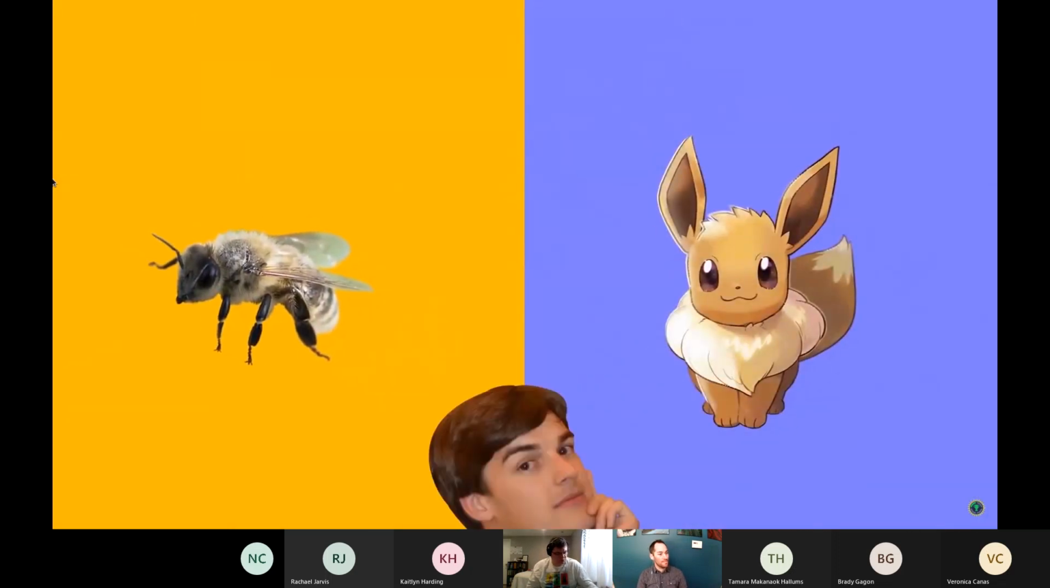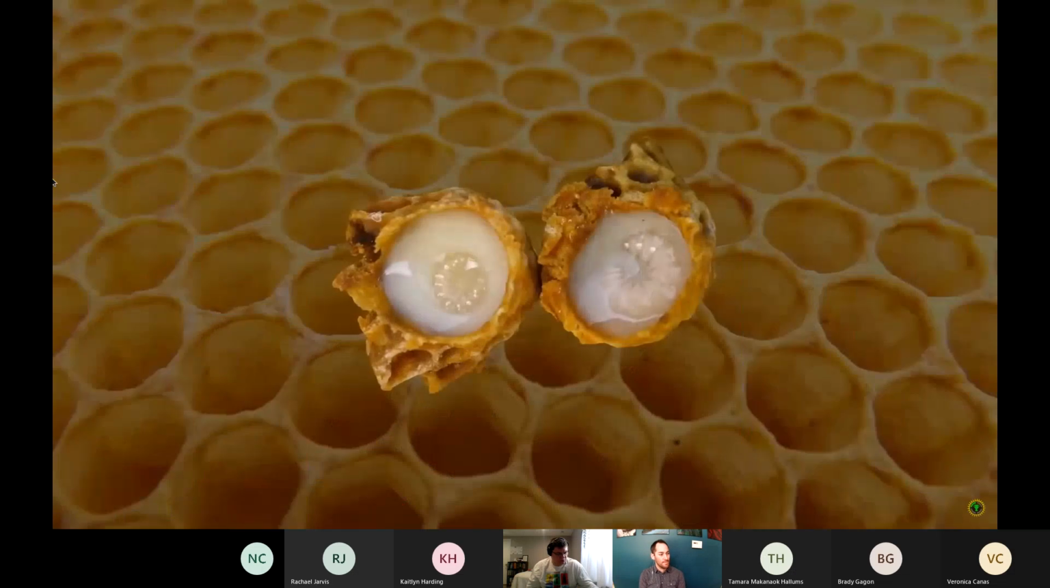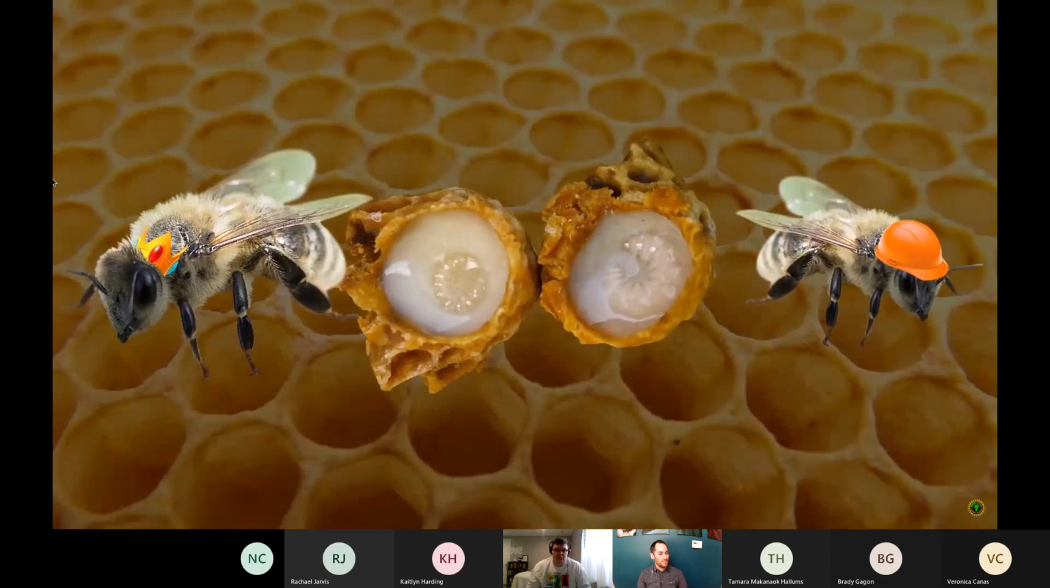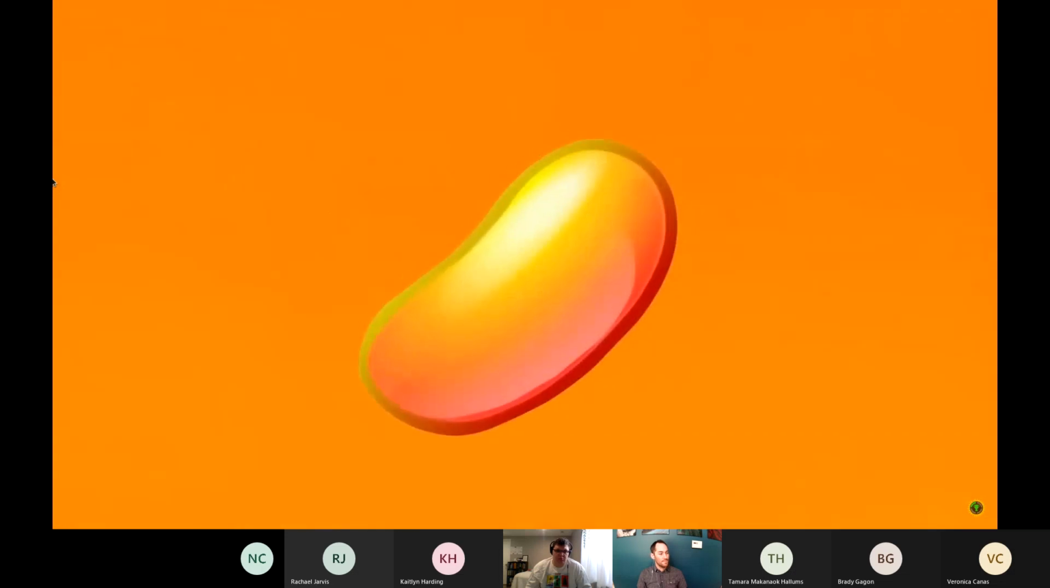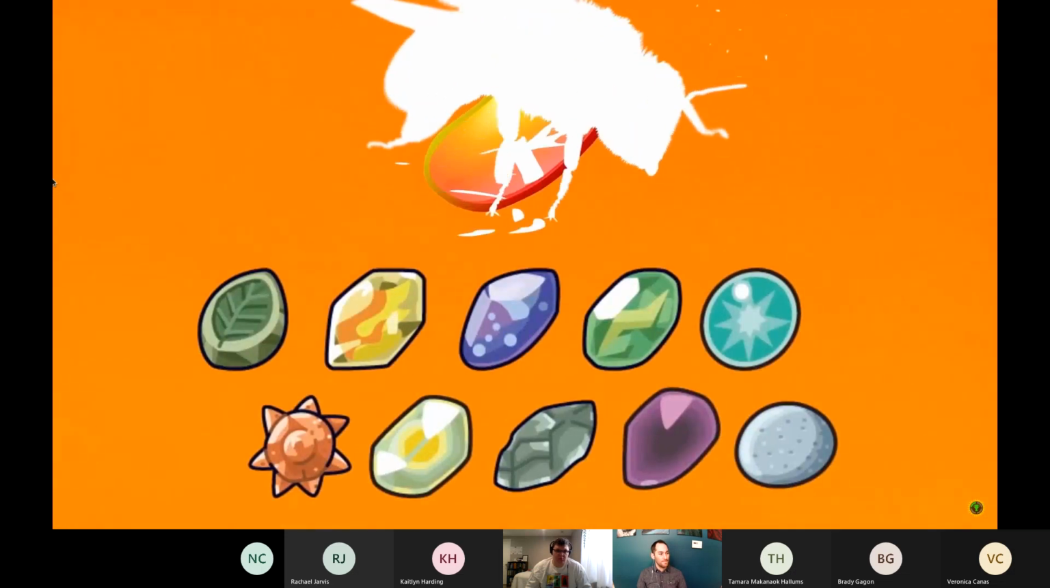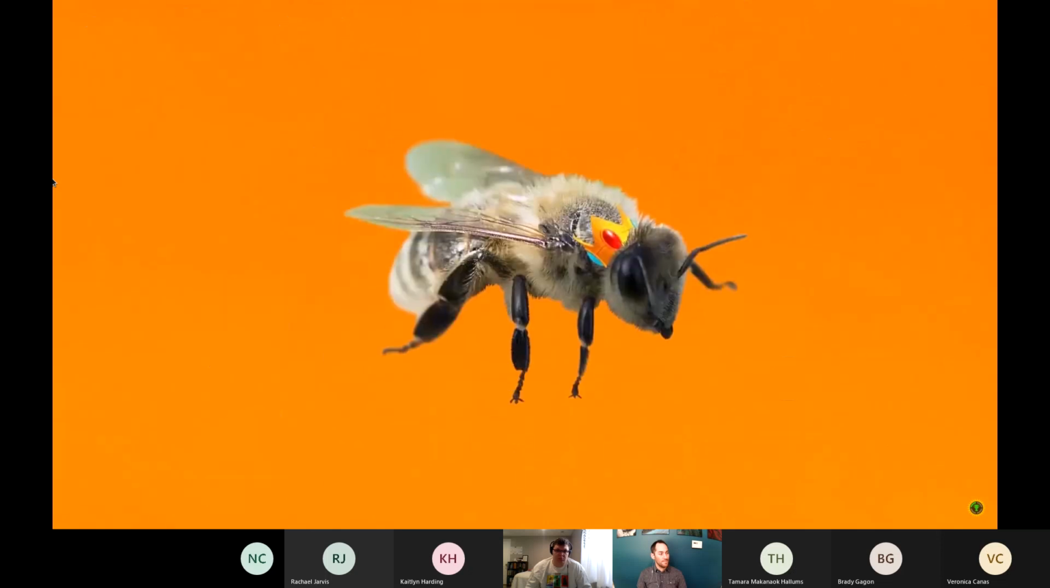So, like I covered back in that episode, female bee larvae can grow into either a queen bee or a worker bee. What makes the difference here is the food that they're given at birth. Bees given royal jelly become a queen, while everyone else becomes a worker. So in this case, royal jelly is basically the evolutionary stone for bees, determining what form the larval bee evolves into.